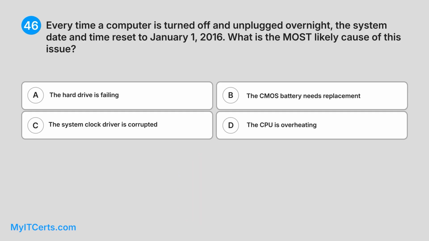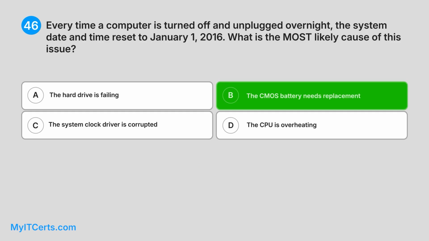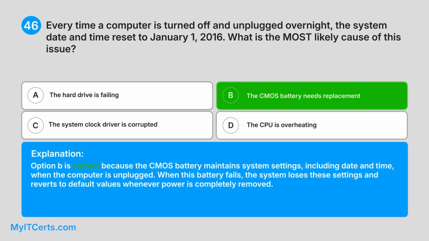Correct answer. B. The CMOS battery needs replacement. Explanation. Option B is correct because the CMOS battery maintains system settings, including date and time, when the computer is unplugged. When this battery fails, the system loses these settings and reverts to default values whenever power is completely removed.